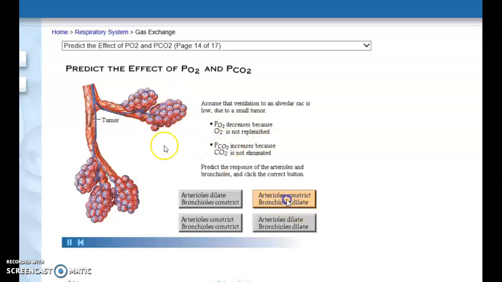So our arterioles will constrict because we don't want to send more blood there if we're not getting much oxygen in. But our bronchioles, we want them to dilate, want them to get bigger so we can get that carbon dioxide out of there. We don't want that carbon dioxide to build up. So our answer would be our arterioles would constrict, our bronchioles would dilate.